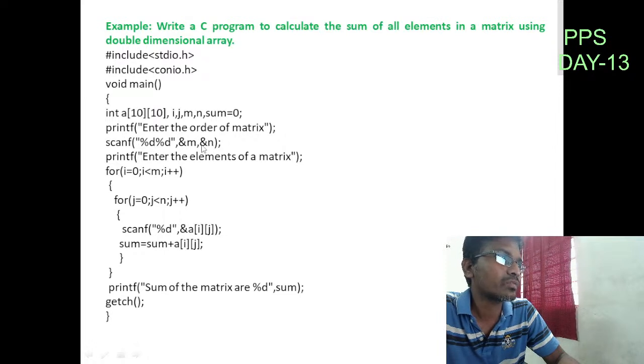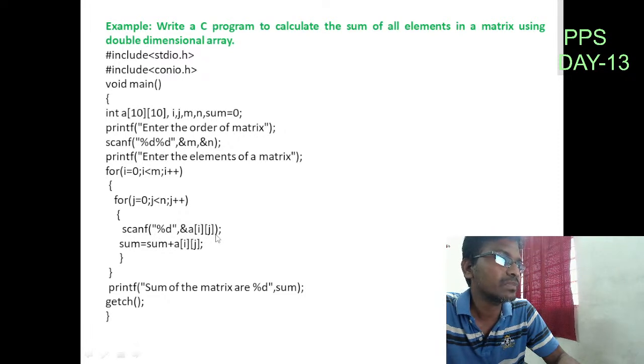After reading the order of the matrix, now you have to insert elements into that matrix. If you want to insert elements into that matrix, then you have to use two for loops. The first for loop, that is the outer for loop, will be for rows, and the second for loop will be for columns. So i equal to 0, i less than m, i plus plus, and j equal to 0, j less than n, j plus plus, followed by reading the matrix elements by using the scanf function with the address of a of i and j.